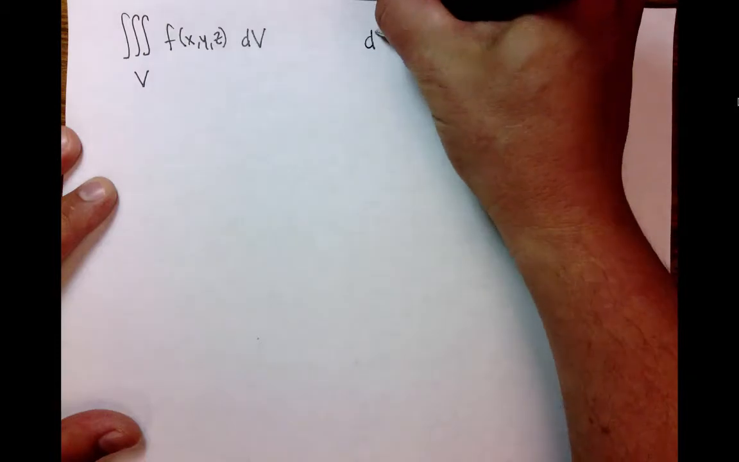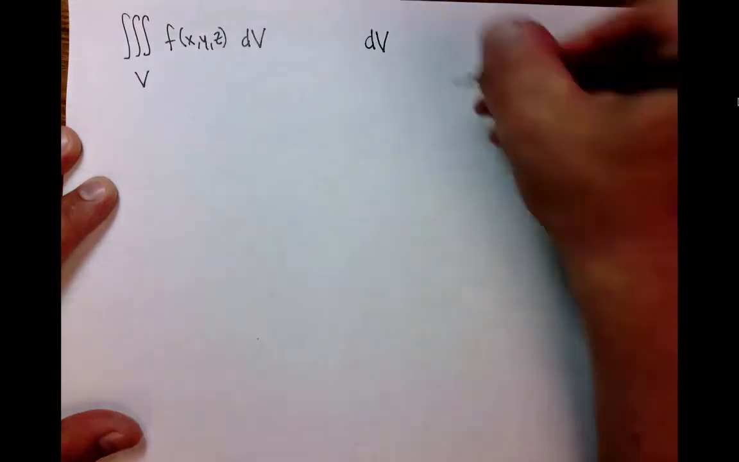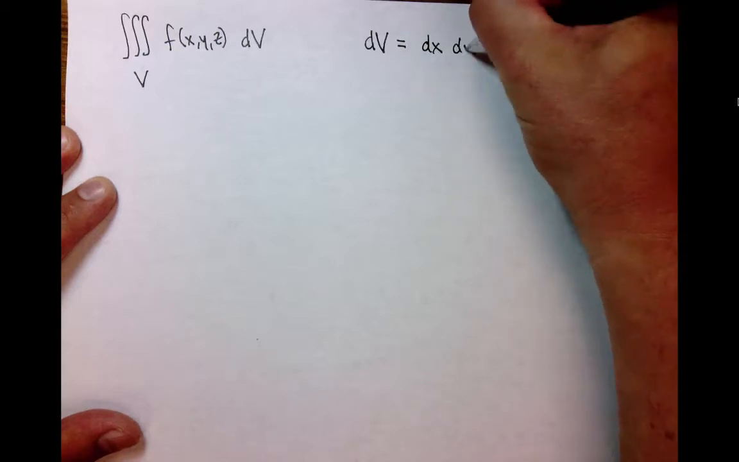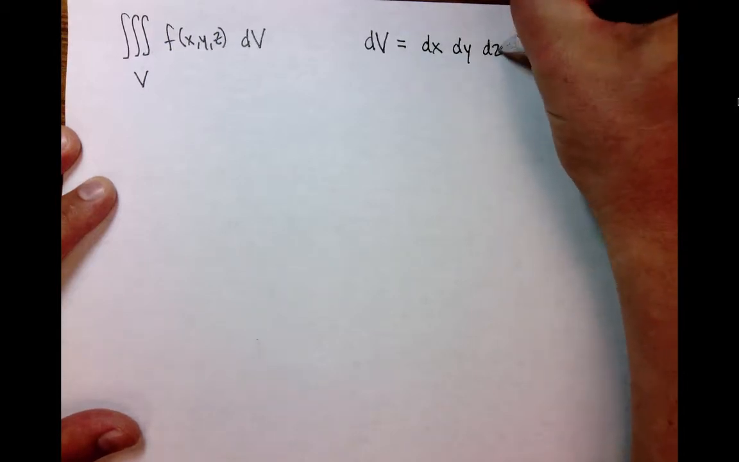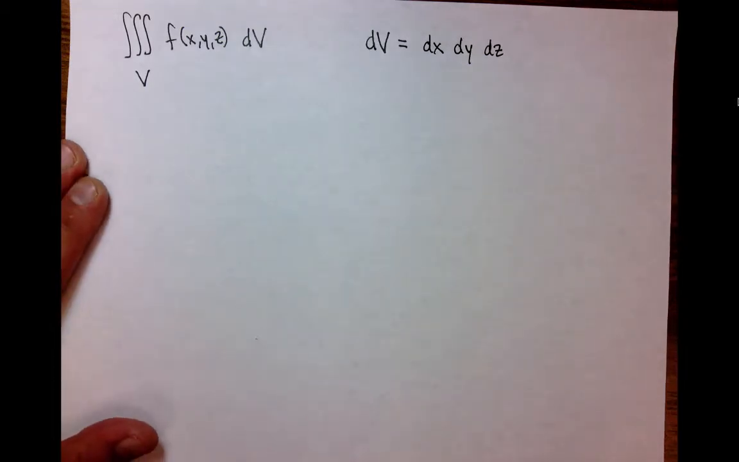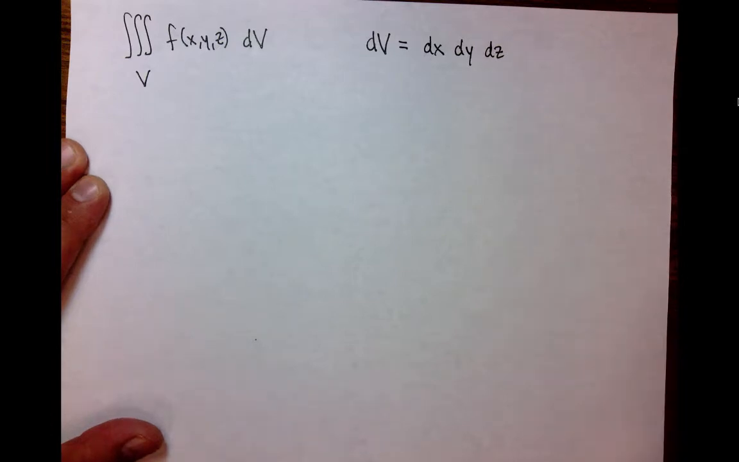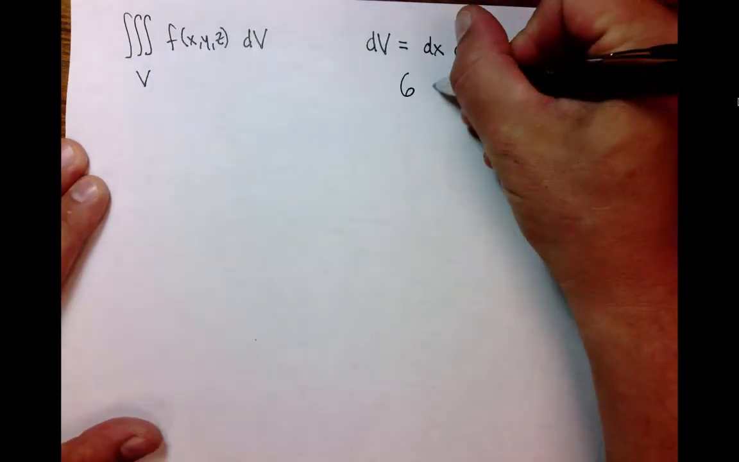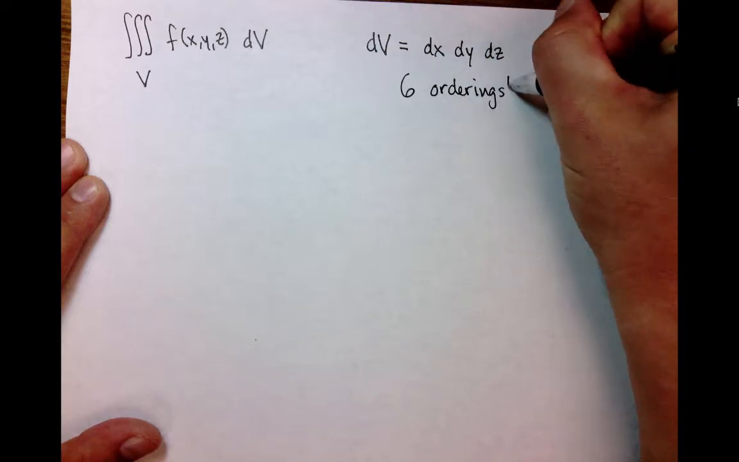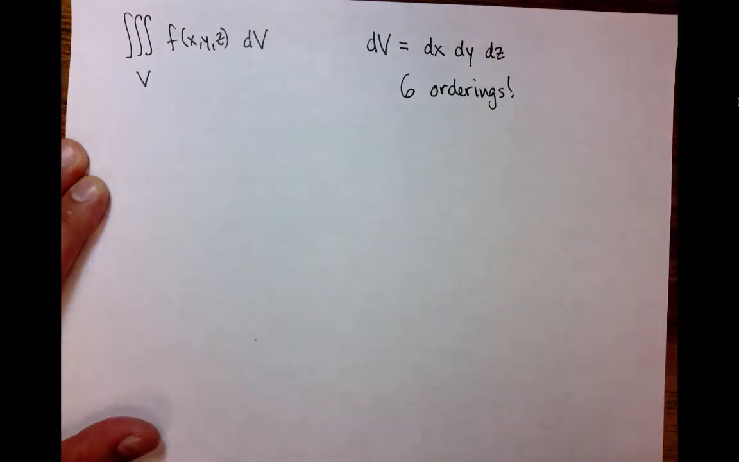And the most obvious choice for that volume element is the product of length, width, and height. As before, the ordering matters to the way you actually do the integrals. Now there are actually 6 orderings for 3 objects. So a very large number of possibilities.